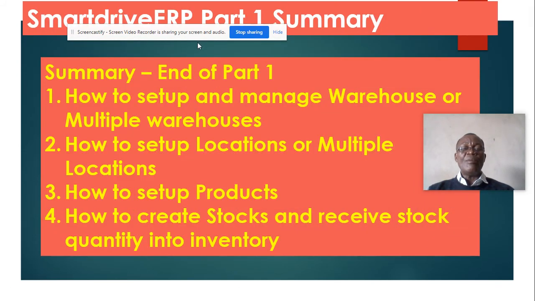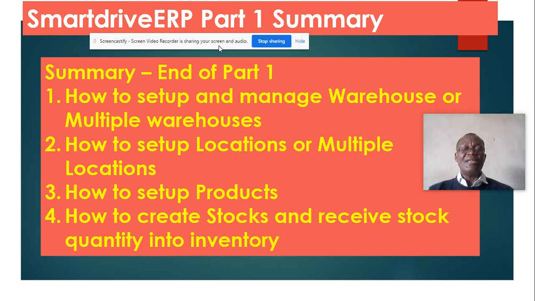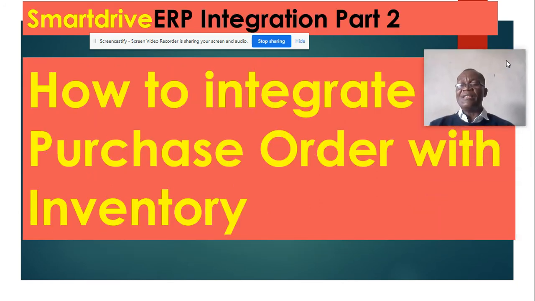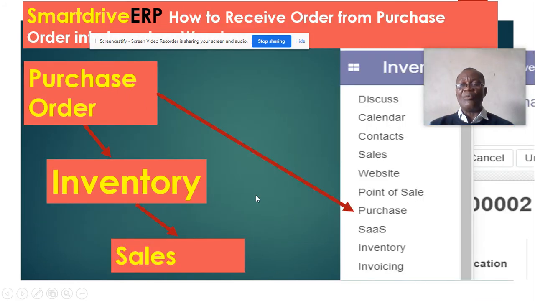Okay, so this is a summary of part one of this demo. We've seen how to set up and manage warehouses and multiple warehouses. We've seen how you can also manage multiple locations. We've seen how you can set up product and get an overview of product information. Now, this system is also integrated with the inventory, from purchase order to inventory. Let's see how that works.